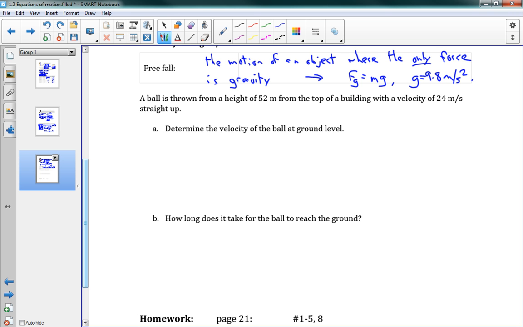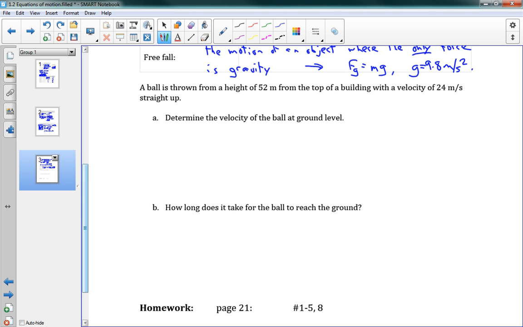This says a ball is thrown from a height of 52 meters from the top of a building with a velocity of 24 meters per second straight up. So it's thrown straight up from the top of a building. Determine the velocity of the ball at ground level. So if I draw a little picture here, I'm on top of a building and the ball is thrown straight up at 24 meters per second. And this ball has some height of 52 meters to start with. Okay, and now it's just a kinematics equation.